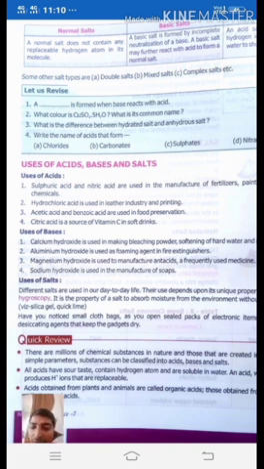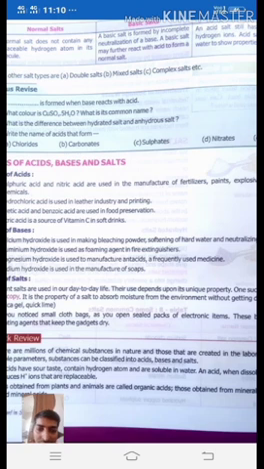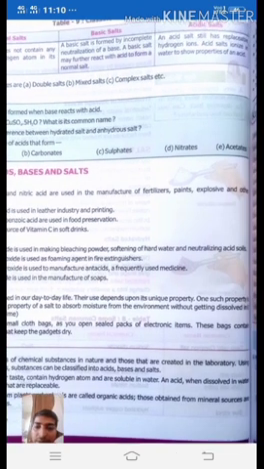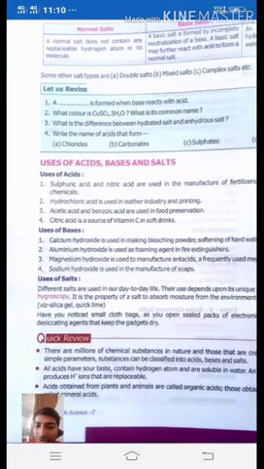Uses of salt. What are the uses now? These are the uses of acid, these are the uses of base, and these are the uses of salt. Different salts are used in day-to-day life, as we are eating salt. All their use depends upon their unique properties. One such property is hygroscopy, right?